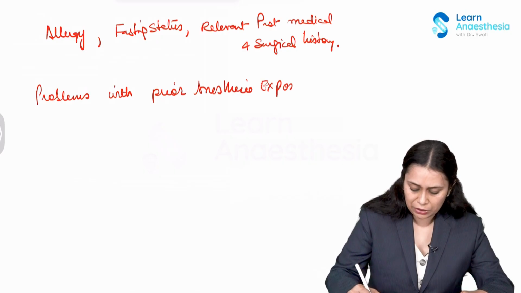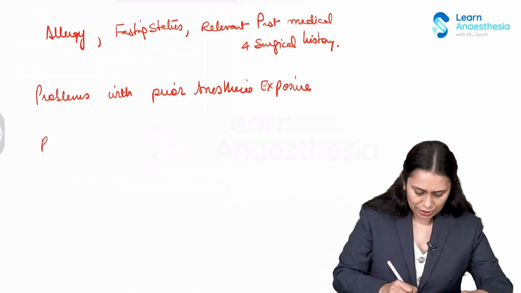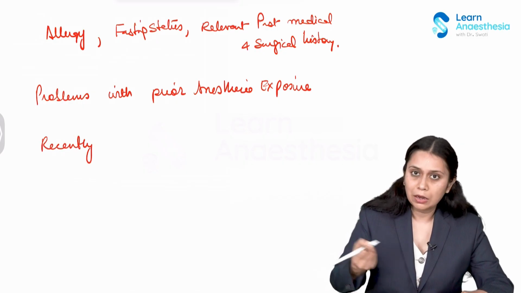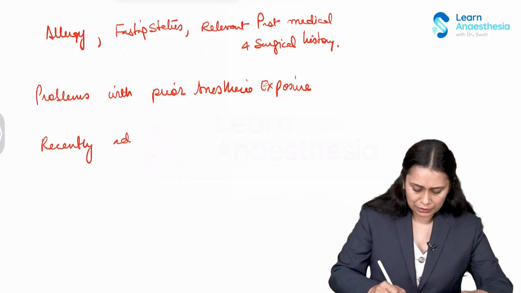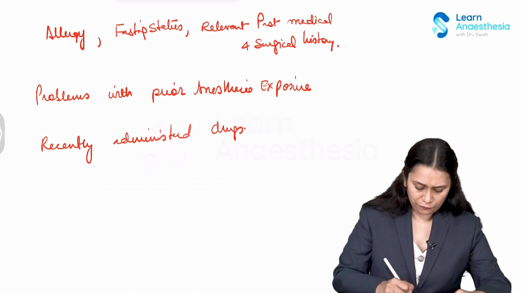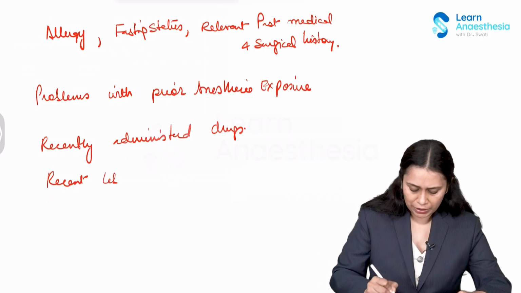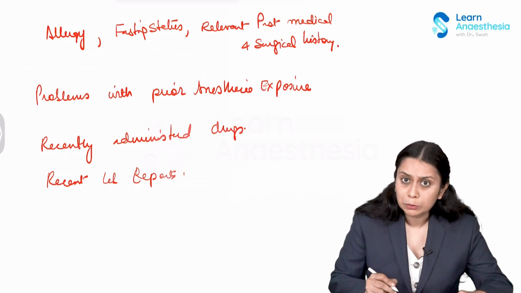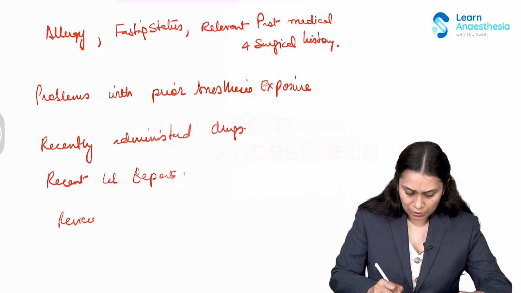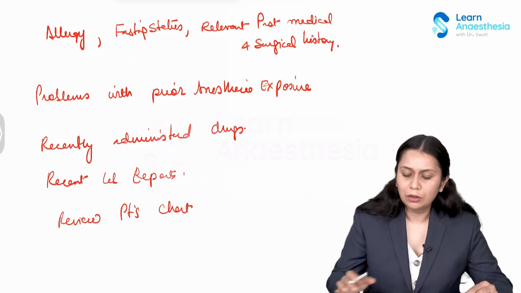And we need to know about recently administered drugs. So, any drug the patient has recently received, and recent lab reports. If the patient's relatives have any recent investigation reports, recent lab reports. And apart from this, if time permits, we need to review the patient's chart, right? All previous and the current chart, right?